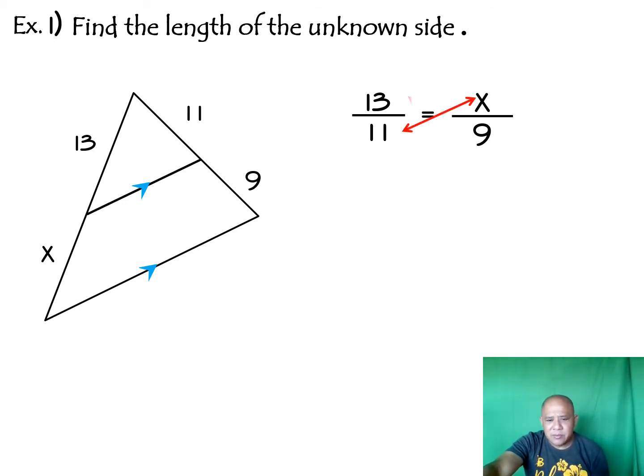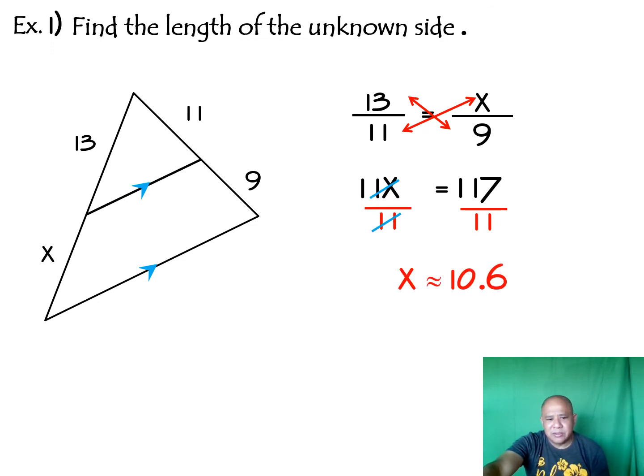So here, let's cross multiply. That gives us 11x equals 13 times 9, which is 117. Divide by 11, cancel it out. x equals 10.6. So the missing side is equal to 10.6. Now it's your turn to try one on your own.